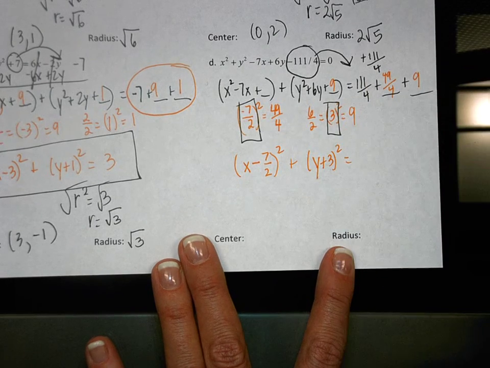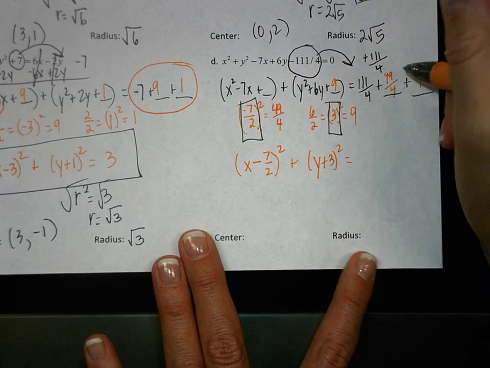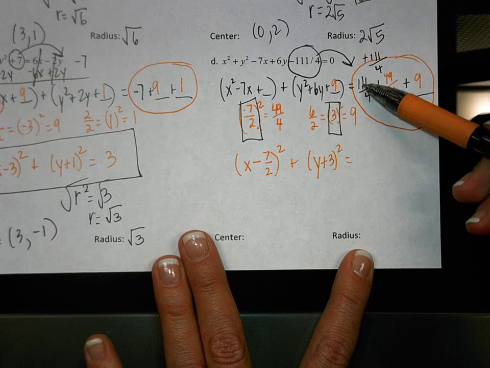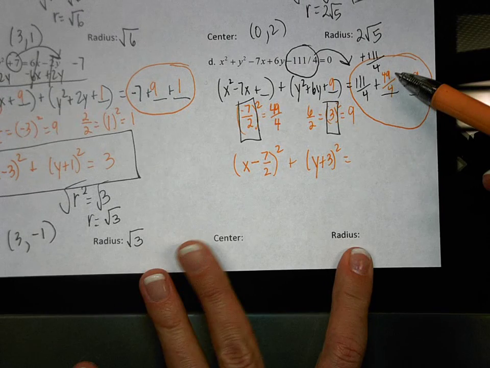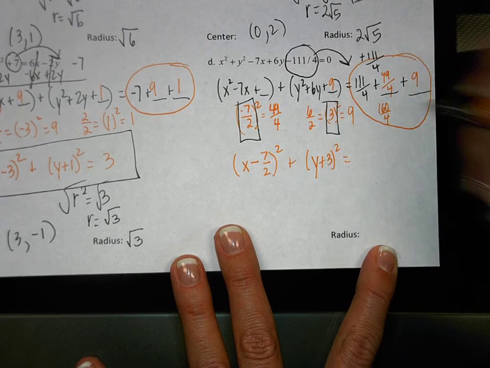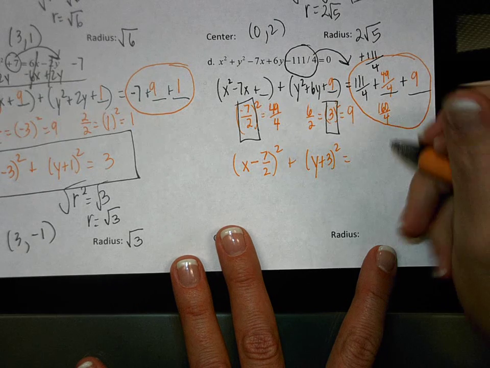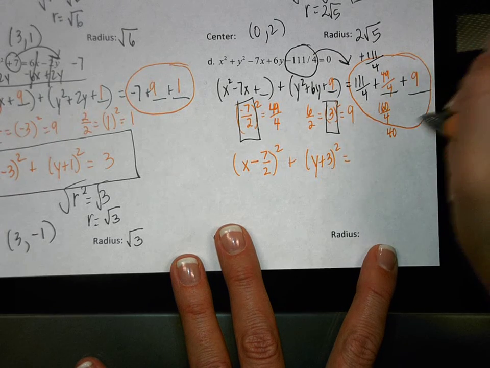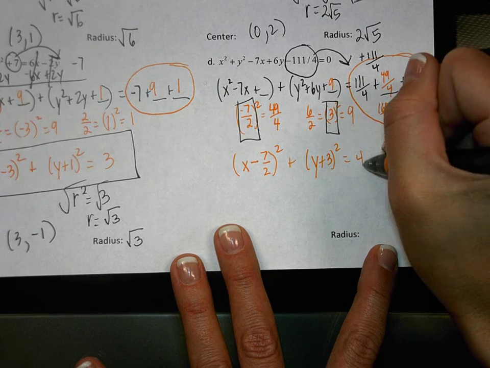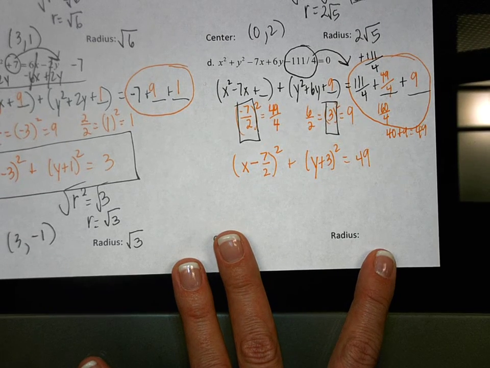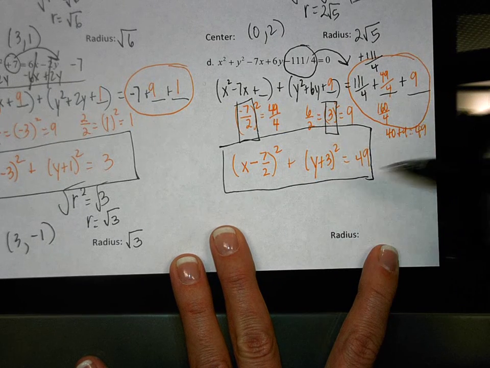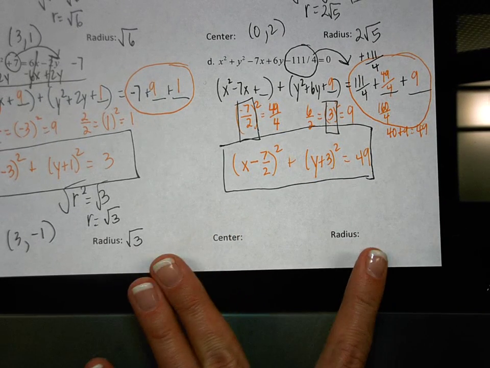Equals. Okay. So now we just have to combine our like terms over here. So 111 plus 49, 160 divided by 4, does that reduce? Yeah. To 40. That's nice. Okay, and 40 plus 9 makes 49. Okay, if not, could you have given 9 a denominator of 4? Yes. Okay. So what is my center here?